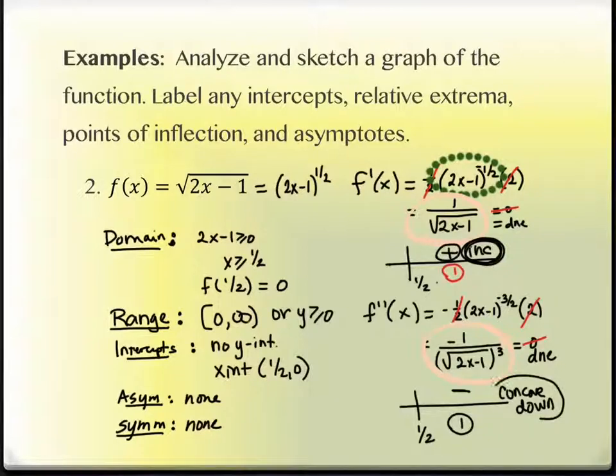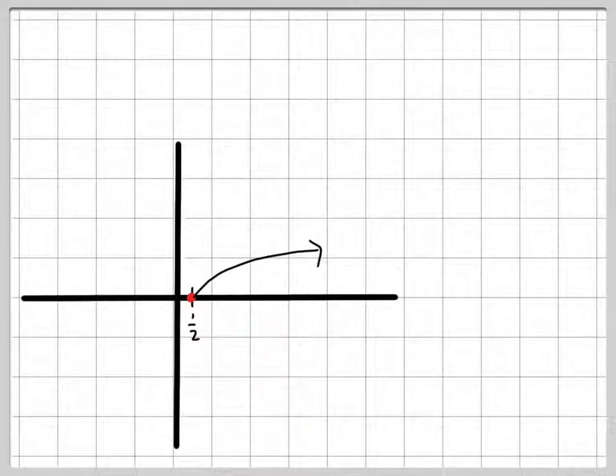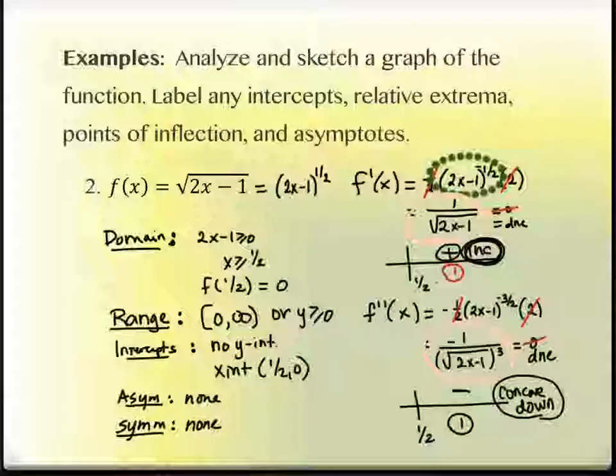So it's concave down everywhere, and it's increasing. What does that look like? Well, it looks like this. That is concave down and increasing. And that's what we would have. The fact that it never equaled 0 up here also tells us that there's no relative extrema. Right? Yeah, there's no relative extrema happening on the graph.